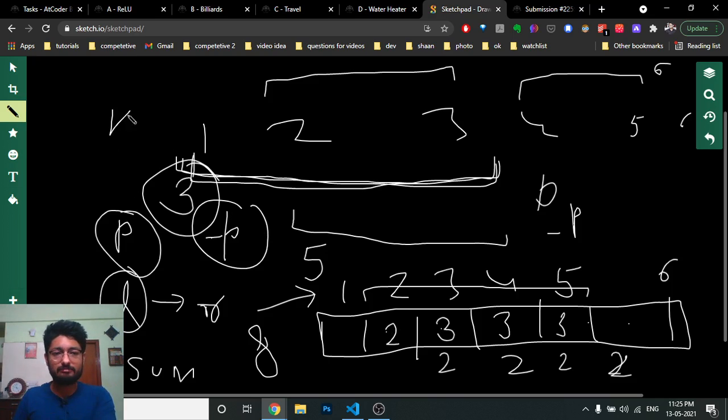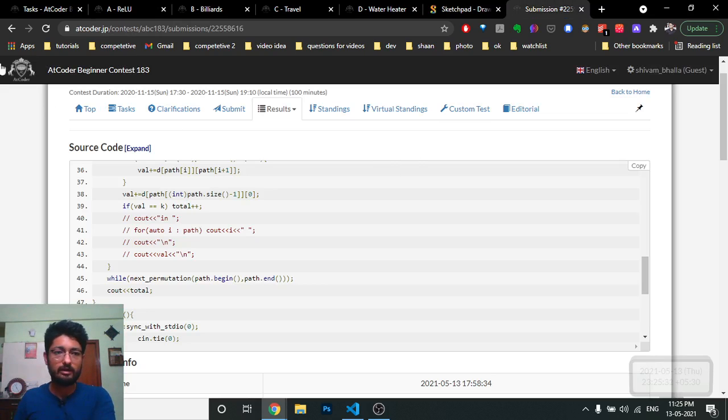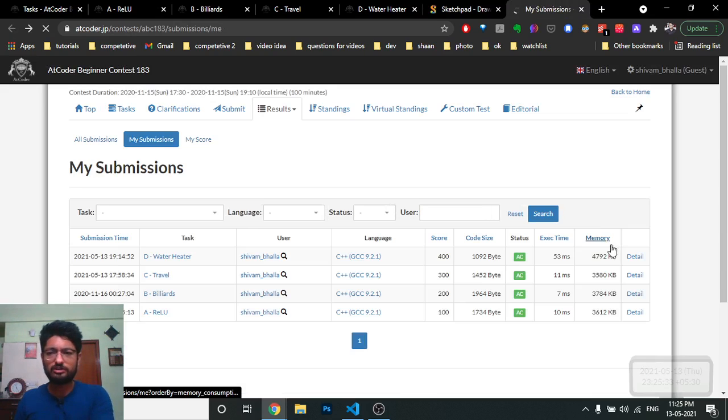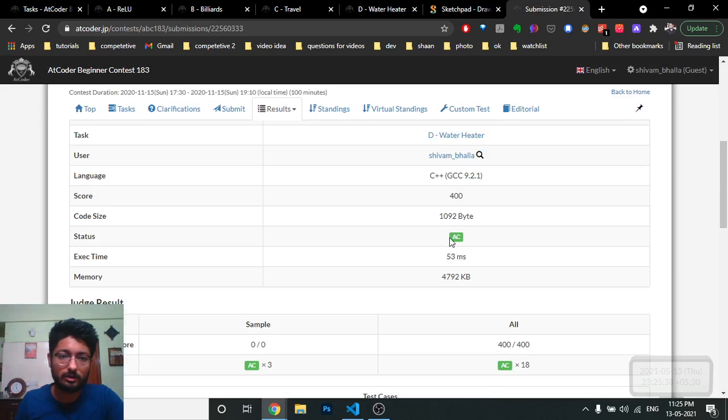The pipe supply is K. If every value is less than or equal to K, then the answer is yes, I can fulfill all the persons' needs, else we cannot. And that's what we're going to do. The code is also very simple. The code will be in the description if you want it.